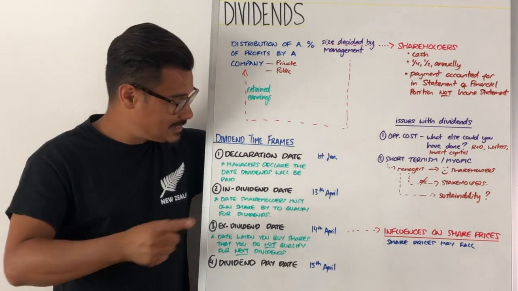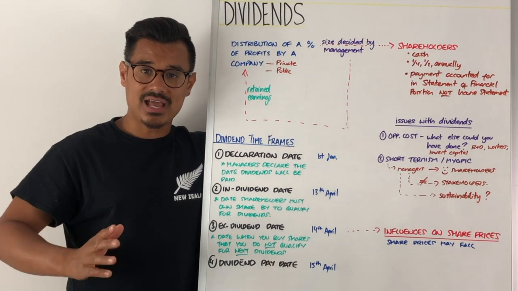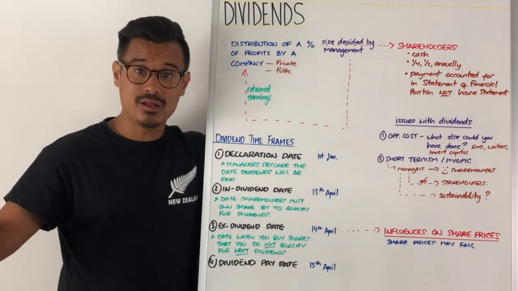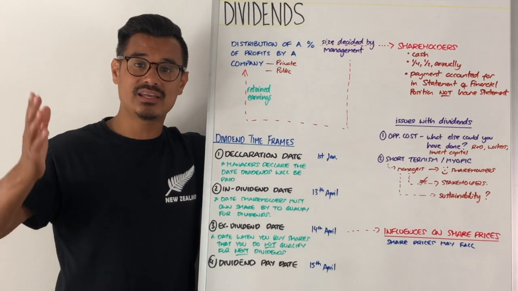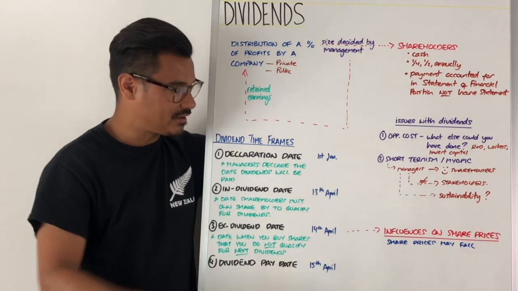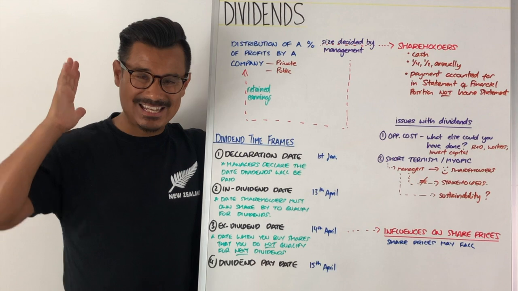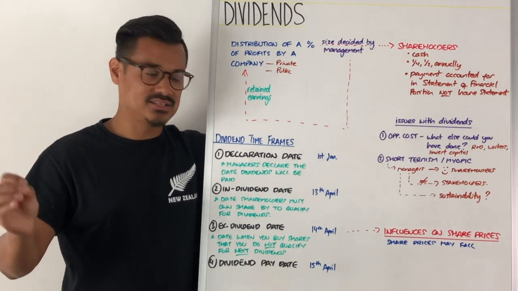So dividends will have time frames that are good to know. The first is the declaration date. The declaration date is simply when the managers say that we are going to pay a dividend this year, because they don't have to pay a dividend. They say we are going to pay a dividend this year and it is going to be paid on the 15th of April. But today is the 1st of January. So the managers have declared that they're going to pay the dividend.